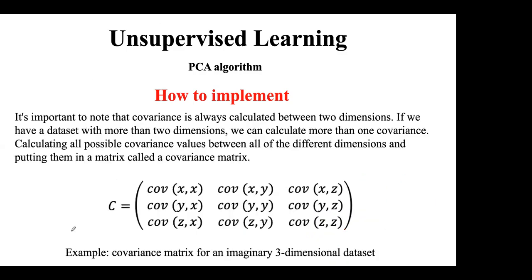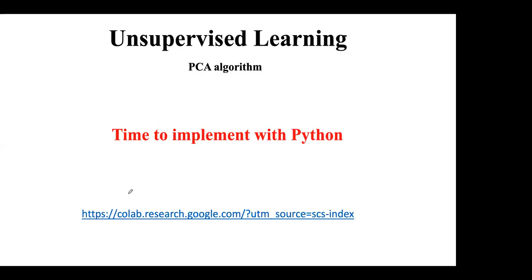But how can we make this matrix? Just imagine that you have 2 variables. For making the covariance matrix, we need to do this: the covariance between X and X, between X and Y, X and Z. Now imagine that I have 3 variables. Then we make this matrix and find the eigenvalues and eigenvectors of this matrix. So that is all we need to do for PCA.